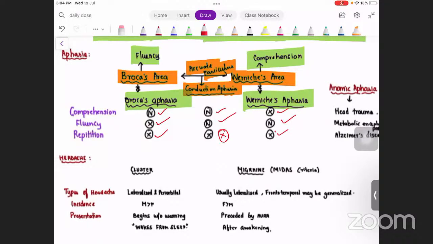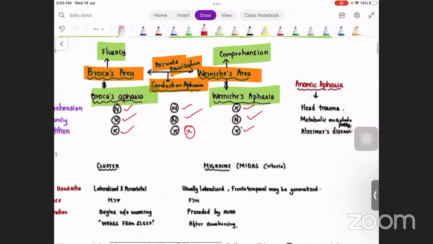So you need to know the differences between Broca's and Wernicke's aphasia. Broca's aphasia: normal comprehension, lack of fluency, and lack of repetition. Wernicke's: lack of comprehension, normal fluency, and lack of repetition. Conduction: both will be normal, except the repetition will not be working. Conduction aphasia is due to arcuate fasciculus defect, people.